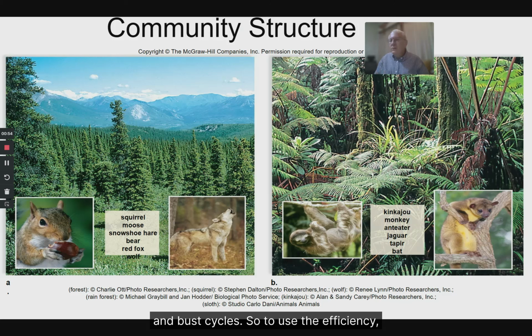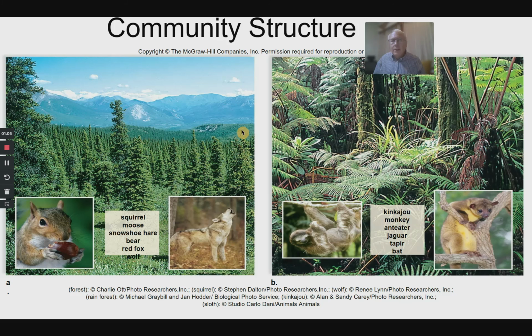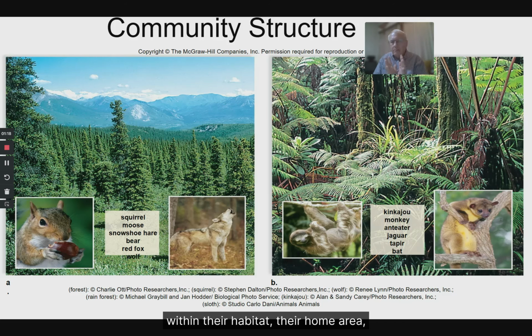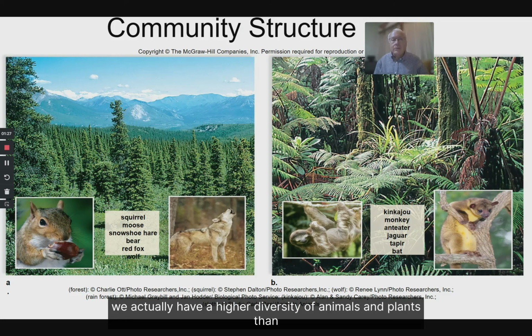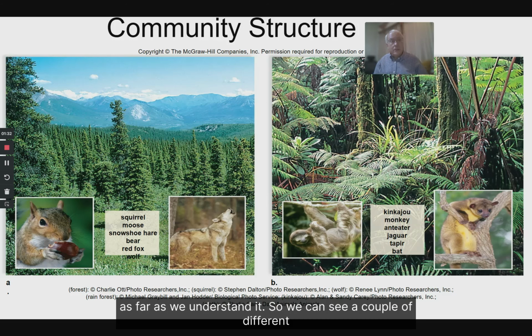So to use the resources efficiently, you have to have a balance of different kinds of animals and plants in the area, and that's what we call community structure. Over the many billions of years that Earth has existed, more and more species have evolved that become more and more efficient within their habitat, their home area, at using the resources that are there. And so today we actually have a higher diversity of animals and plants than at any other time in the history of the Earth, as far as we understand it.